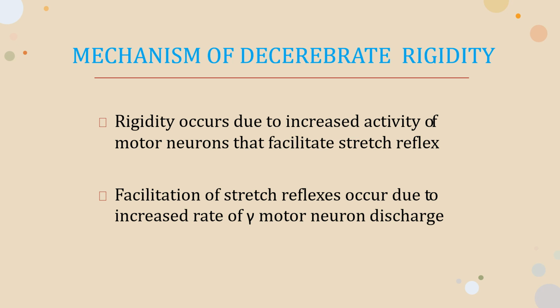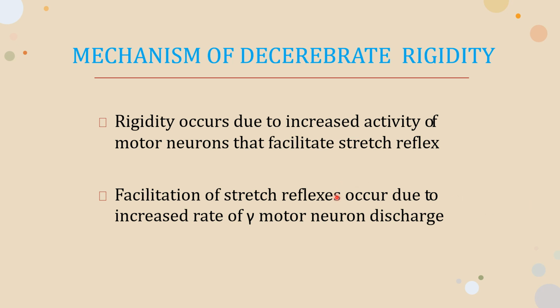And the mechanism of decerebrate rigidity. This occurs due to increased activity of motor neurons that facilitate the stretch reflex. Facilitation of stretch reflex occurs due to an increased rate of gamma motor neuron discharge. In my spinal reflex class, I told you about the higher control of stretch reflex, facilitatory areas and inhibitory areas. For understanding this mechanism, you should know again about those facilitatory and inhibitory areas.